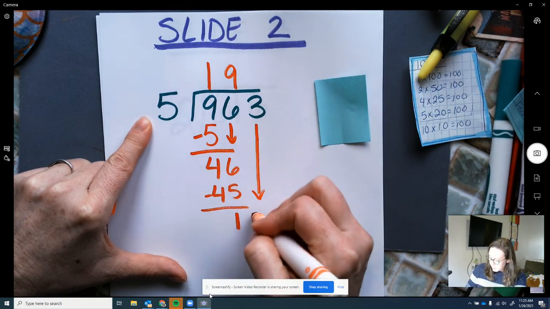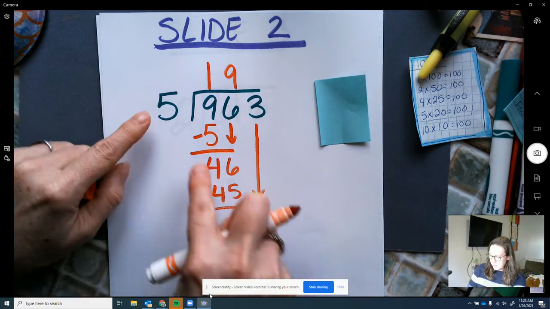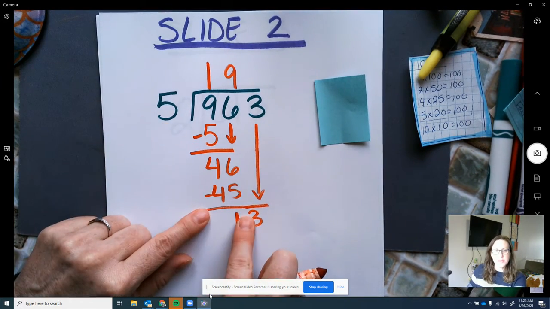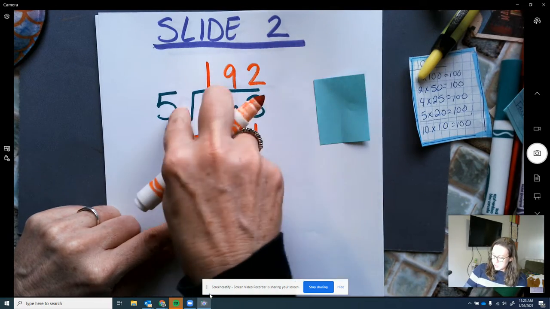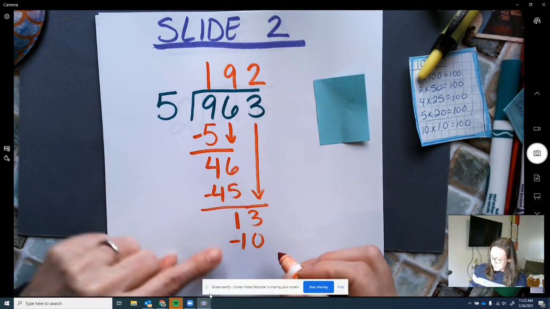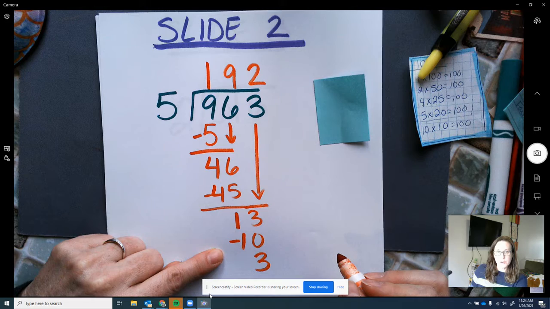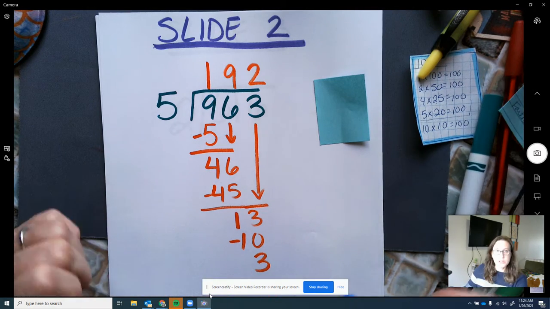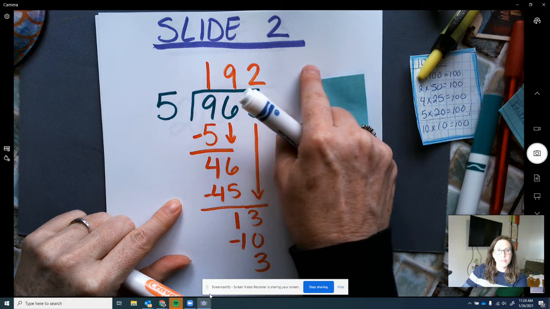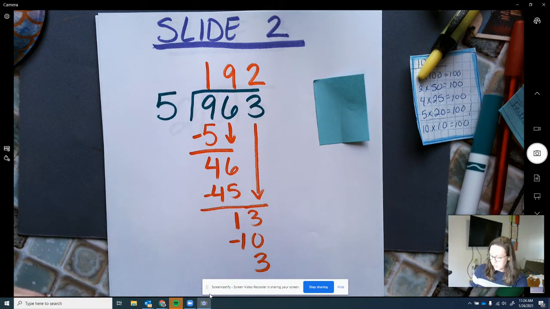We bring down the 3. So now we have to think about how many times does 5 go into 13? It goes into 13 2 times, because 2 times 5 is 10. We're going to subtract that. We've got 3 left over. Now this is where we don't end with just writing an R and a 3 anymore. We don't just do R3.